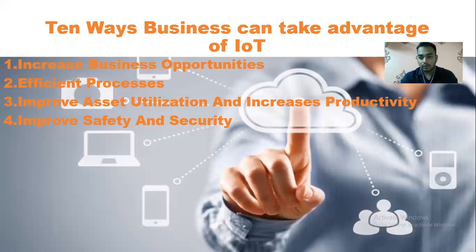In IoT technology we're using multiple types of sensors, multiple types of actuators, and multiple types of electronic devices. If you're using cameras in your IoT technology, then it is very easy to get safety from the devices. So this is all about safety and security.